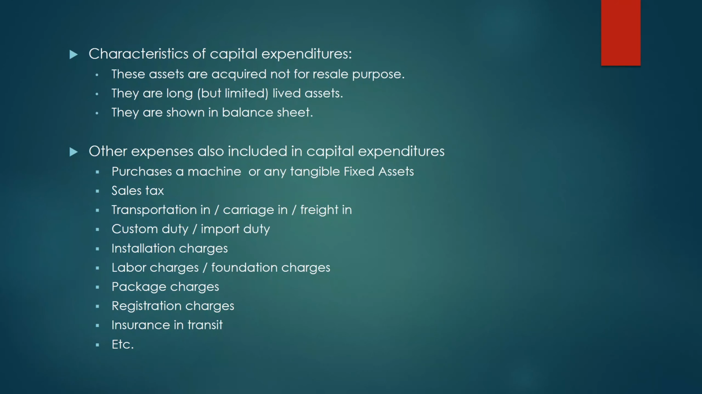At the end you can see insurance in transit. Insurance in transit means, if you are ordering a machine from Japan to Pakistan, the insurance covering the period while the machine is coming from Japan until it reaches Pakistan is called insurance in transit. You might have studied the marine insurance policy in your business study course. So insurance in transit means we have imported the machine from Japan. Let's assume we have to pay registration charges.